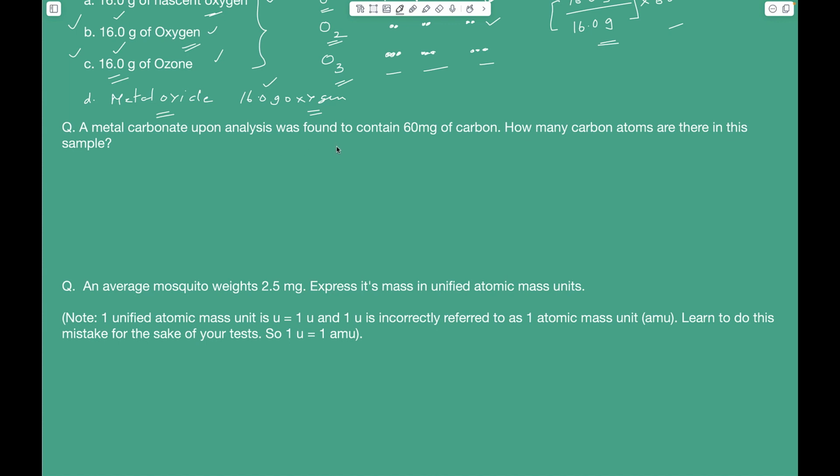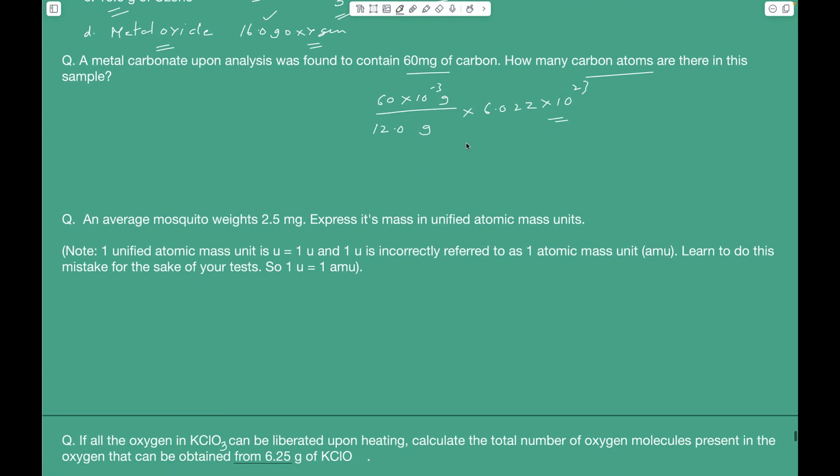A metal carbonate upon analysis was found to contain so much of carbon. Then how many carbon atoms are there in this sample? It doesn't matter in what form this carbon is present in. A given mass of carbon always contains the same number of carbon atoms. How do you get the number of carbon atoms? Given mass in grams over its relative mass expressed in grams multiplied with Avogadro's number. I will let you do the simplification.